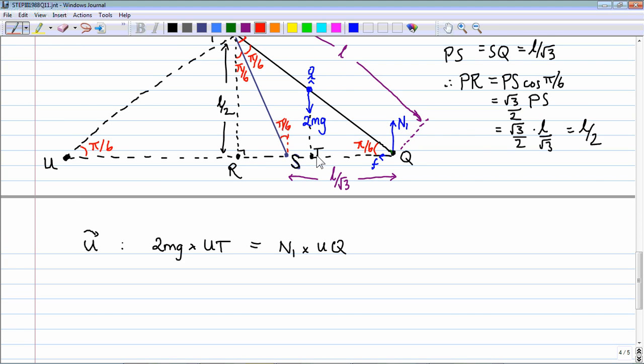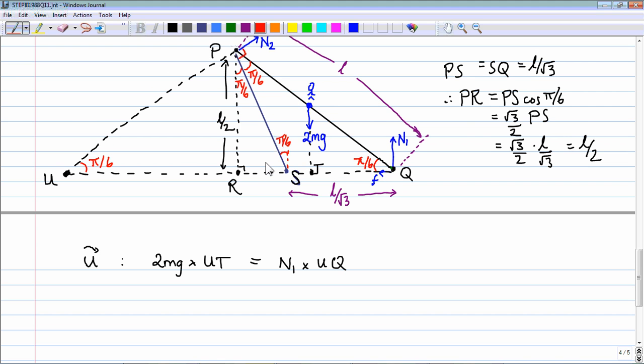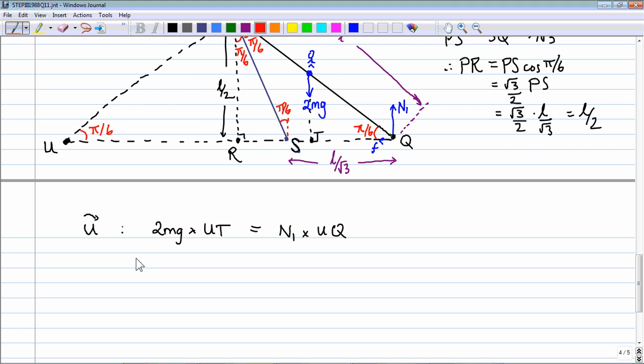Okay, so what we need now is the length UT. Now we're almost there, because we know that RT is L root 3 over 4. Sorry, what am I saying? RT is... okay, let's just do this very carefully. We need to find the length RT. Oh, I see, yeah. So let's consider the length UT as being composed of UR plus RT.